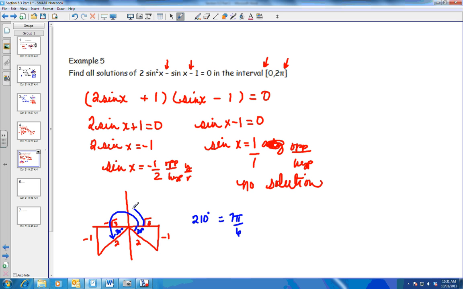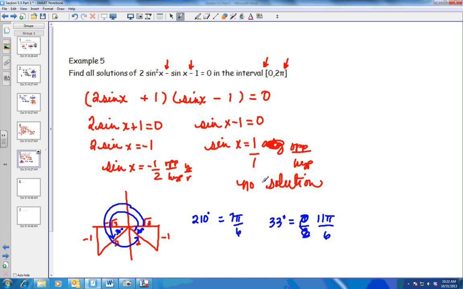Then my other angle is going to start here, go all the way around, so that's 360 minus 30, so that's 330. Or 12 pi over 6, which is 11 pi over 6. Oh, I need to fix something really quick. Oops. 11 pi over 6.